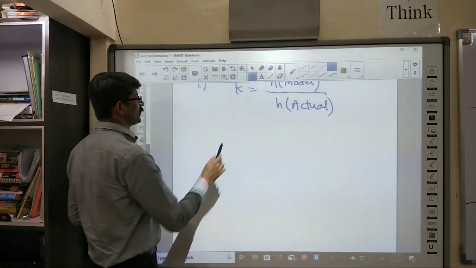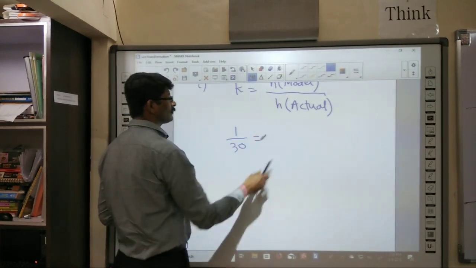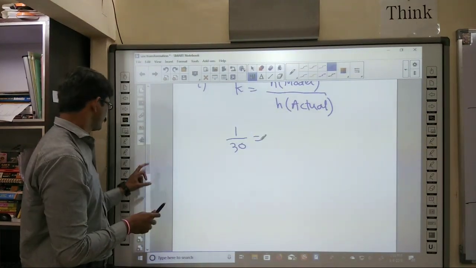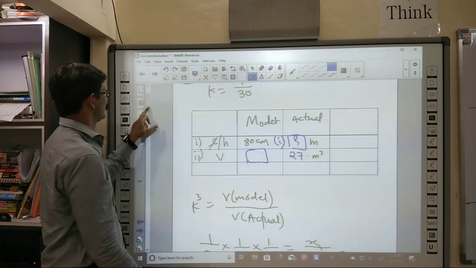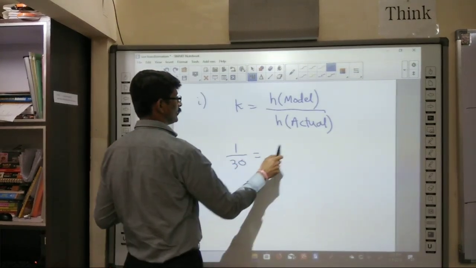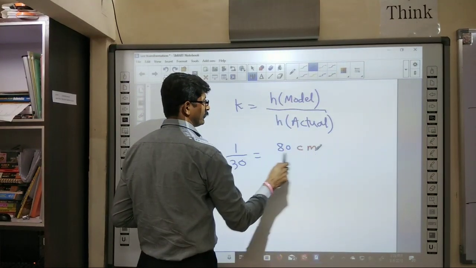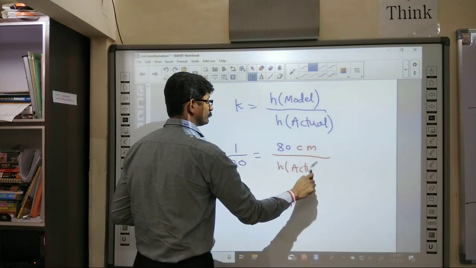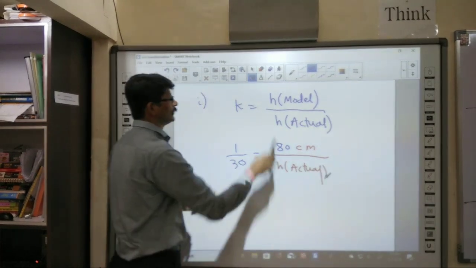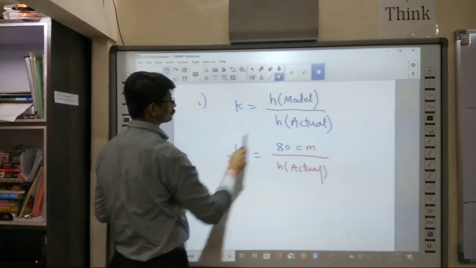What is K given as? 1 upon 30, very good. What is the height of the model given as? Refer to our table, it is given as 80 centimeter. So I'll write it down over here, 80. See that I have written the unit, upon height actual, which we have to calculate. Isn't it very simple? It's really simple.